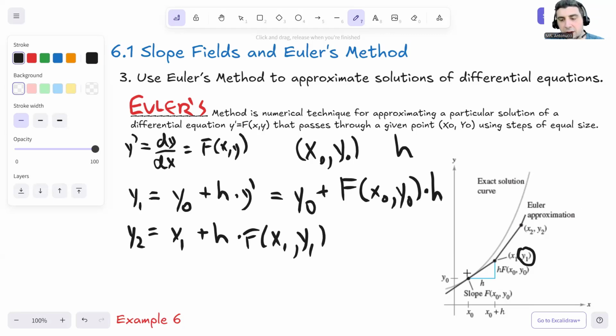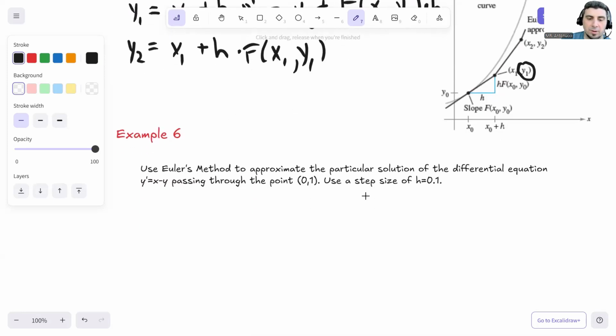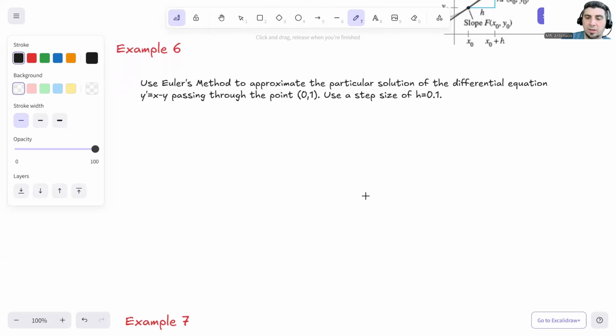And you could see here that in the graph, we're constructing an approximate solution curve, and it's pretty close to the exact curve. But notice the further away you get from your initial condition, the less accurate your solution curve is going to be. So what we want to do is use Euler's method to approximate the particular solution of the differential equation y prime equals x minus y passing through the point 0, 1, and we're going to use a step size of 0.01.